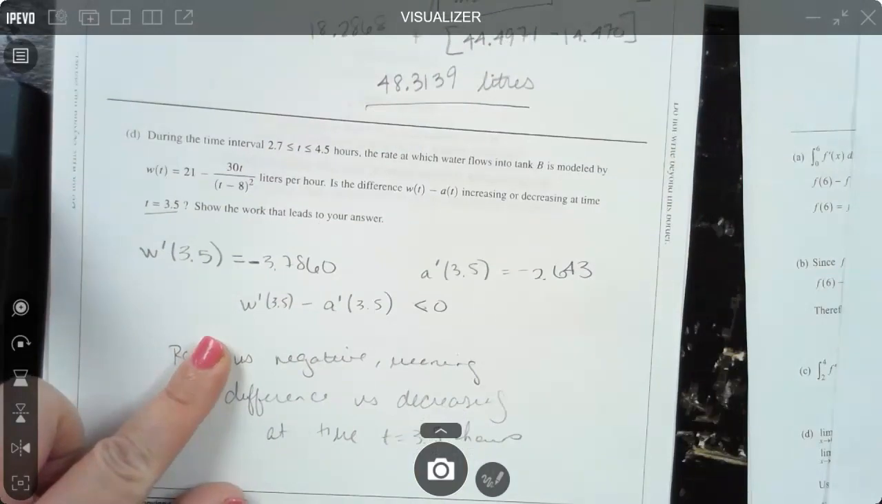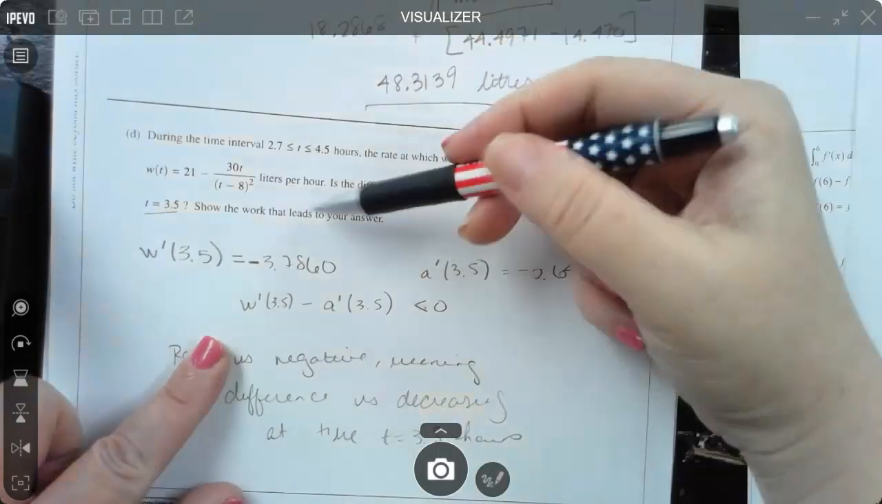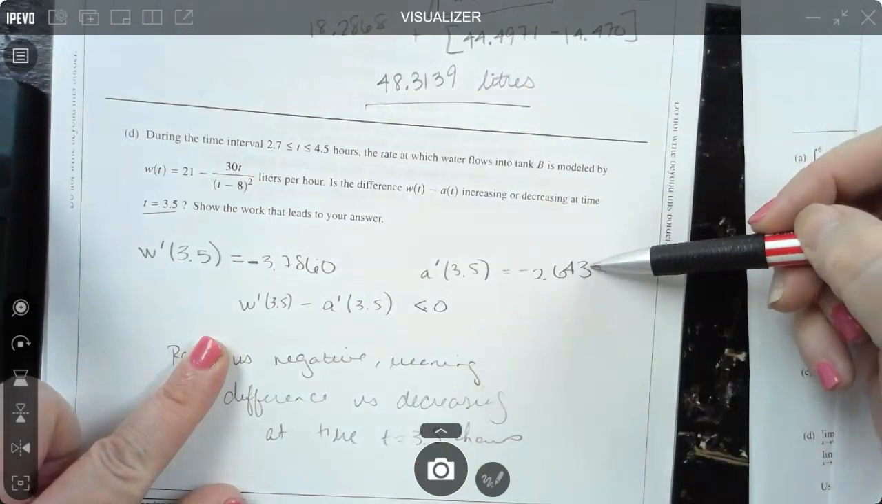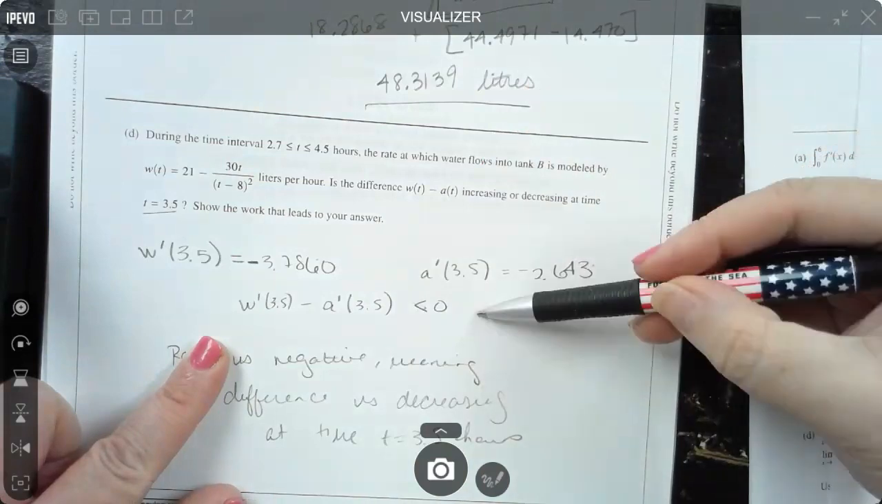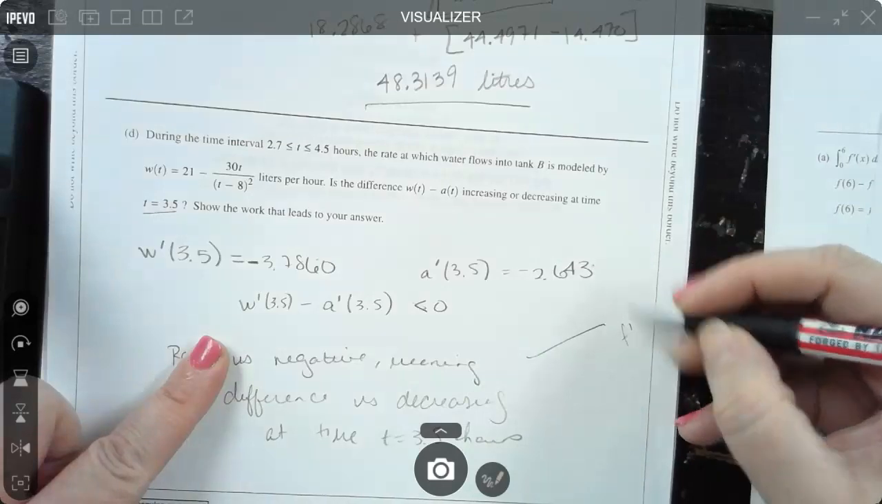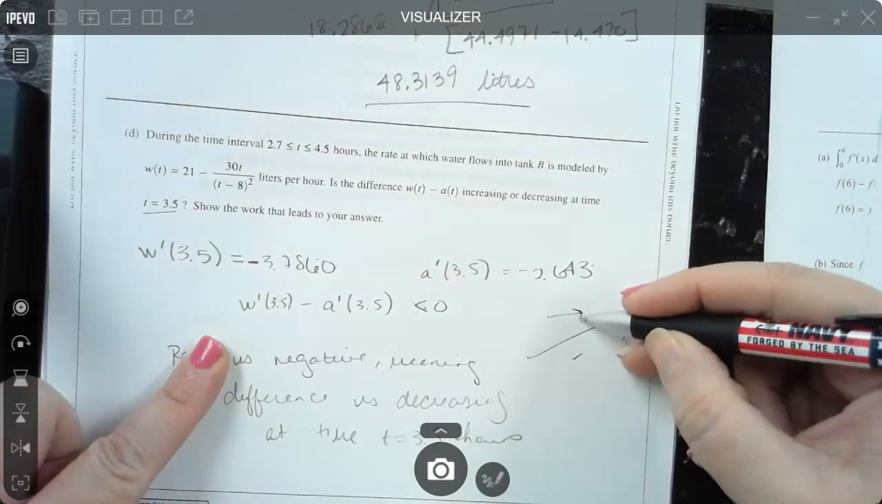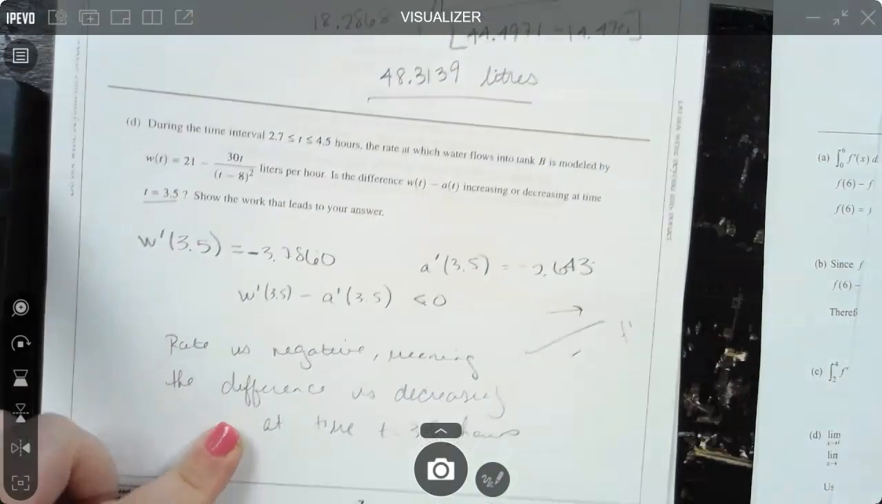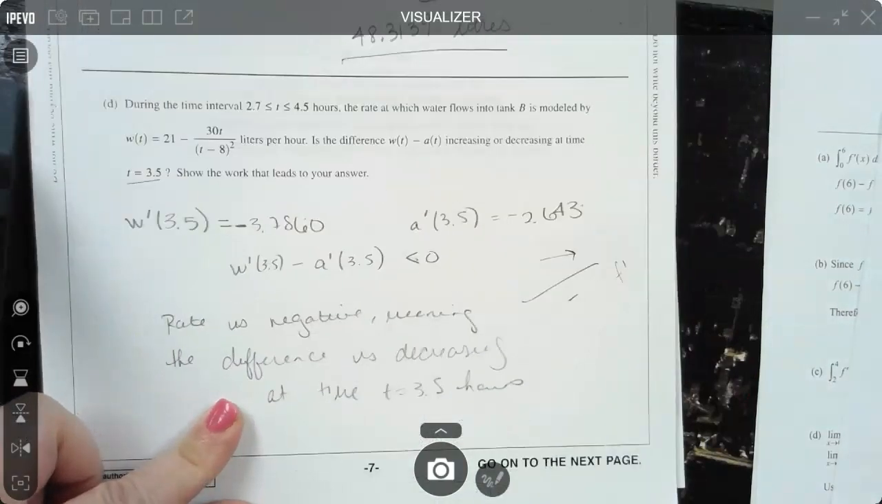They are both negative. If I subtract them, if I do this minus this, I still get a negative number, right? So think about your little sign analysis. Here's my derivative. What is it doing? If this is negative, then I am decreasing. So I said the rate is negative, meaning that the difference is decreasing at time 3.5 hours.